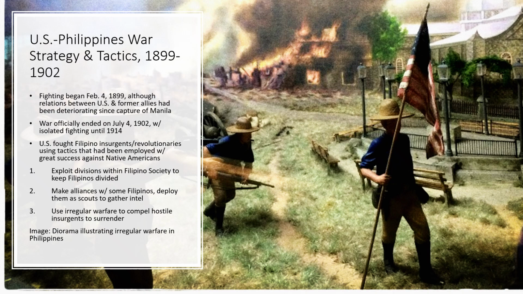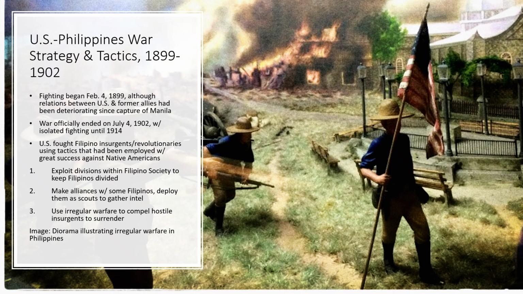First, the U.S. achieved victory by exploiting divisions within Filipino society, really to keep the Filipinos divided. And I'll explain a bit more why and how they did this in subsequent slides. Next, they'll make alliances with some Filipinos and deploy them as scouts and as troops to gather intel. This is something that the United States had done in the Indian Wars as well, hiring Native American scouts, bringing Native Americans into the U.S. Army, and making alliances with one Native American tribe against another. And alliances often shifted in the Indian Wars as well.